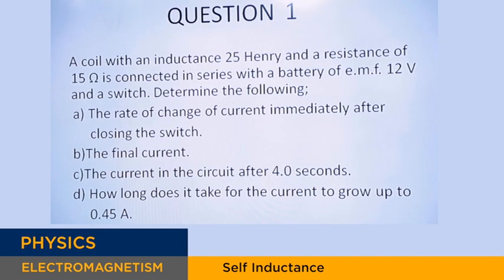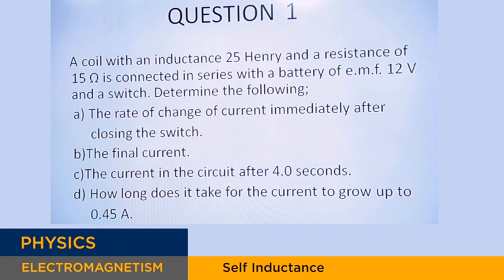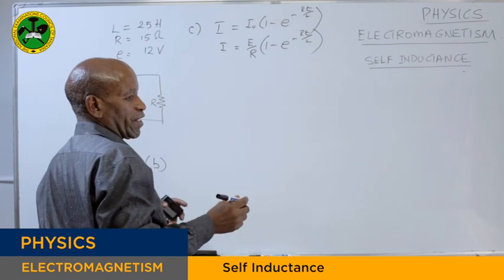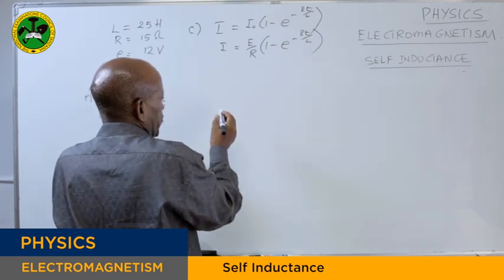Now part D, the last part. How long does it take for the current to grow up to 0.45 ampere? So really, it takes us to the same expression as that one for part C. Here we need to determine the time T for the current to grow up to 0.45.